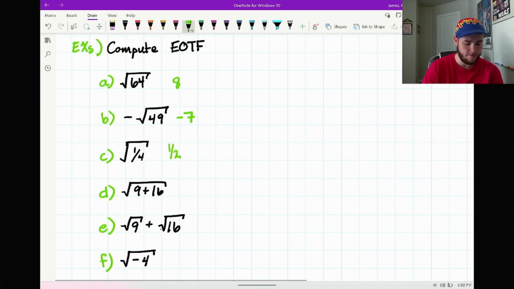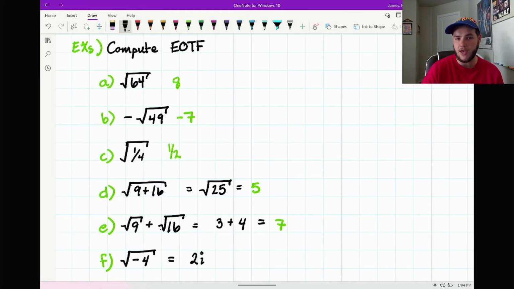I've got a few more for you guys to try. Go ahead and pause the video here and try parts D, E, and F on your own. 9 plus 16 is 25, and the square root of 25 is 5.